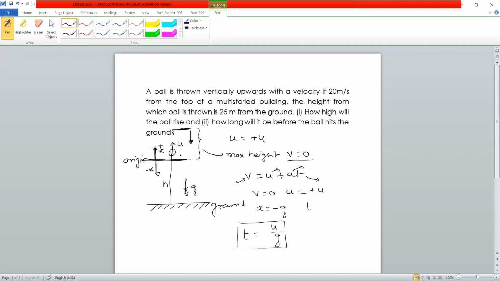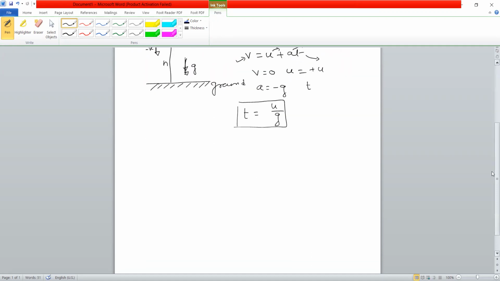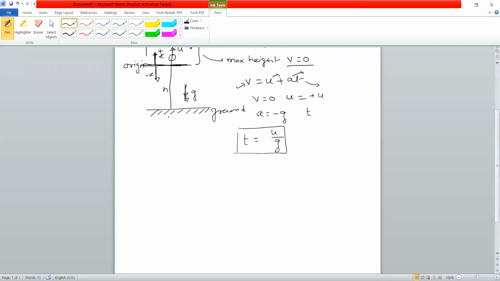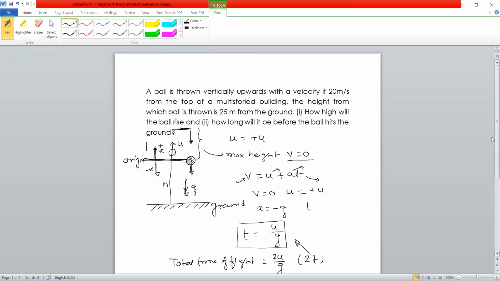Now when the ball comes back to this point and is going downward, the total time of flight will be 2u by g. This will be twice this t. So the ball first goes up in time t, and then comes down in time t, so this t and this t make 2t.